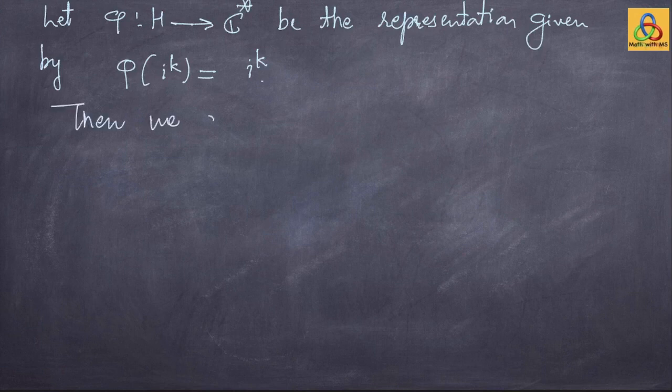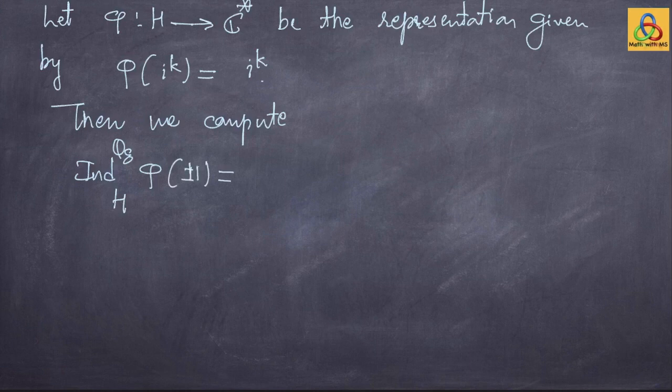Then we compute the induction of this phi from the subgroup H to the quaternion group Q8, and you can tell me how it acts on the elements. On plus or minus 1 it acts as, by the way, what is going to be the degree of the induction? The degree of the induction is the degree of the representation of H times the index. The degree of phi is 1 and the index of H in Q8 is 2, so it is going to be a degree 2 representation, and it is given by the matrix 1 0 0 1.